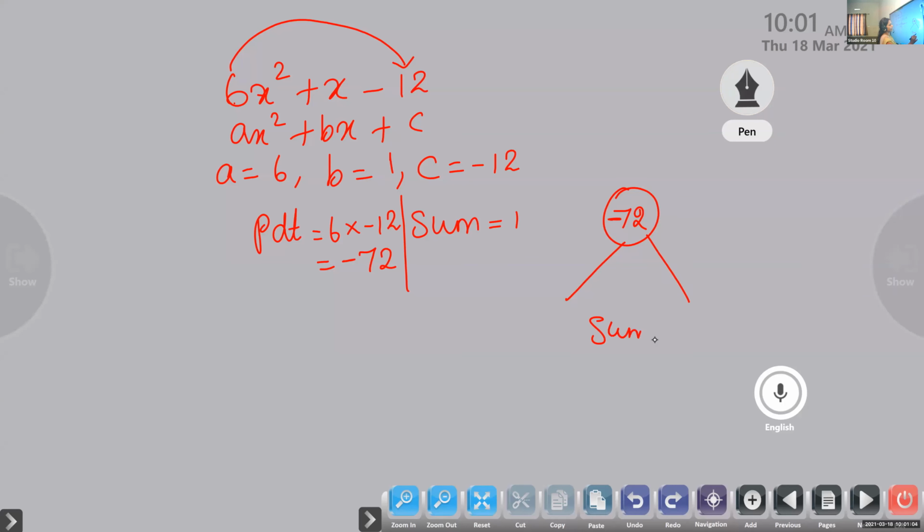So what is the possibility? Product is 72, sum is 1. You find out the two numbers whose product is 72. Ashik, can you try? 72 into 1. But what is the sum? 72 into 1 is not possible, isn't it? We want the sum as 1. When you add this, you will get 73, or if I subtract, we will get 71. But here we want sum 1. What is the next possibility? Look at all the factors of 72.